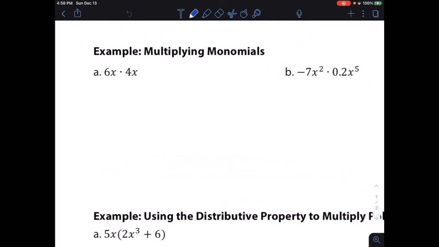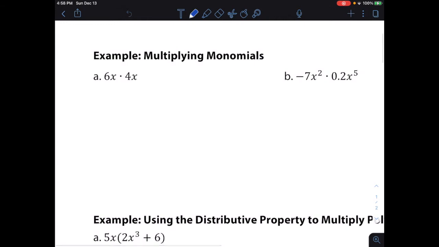In this first one, we have 6x times 4x. So the coefficients are 6 and 4. 6 times 4 is 24. And the x's have 1s on them, so it's x squared. Okay, so simple enough. That's about as simple as we can get. And that's basically the product rule.